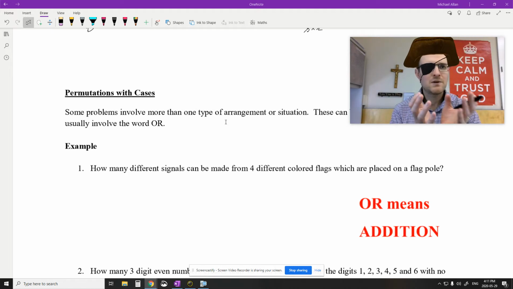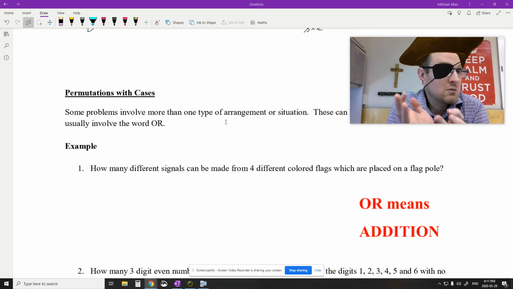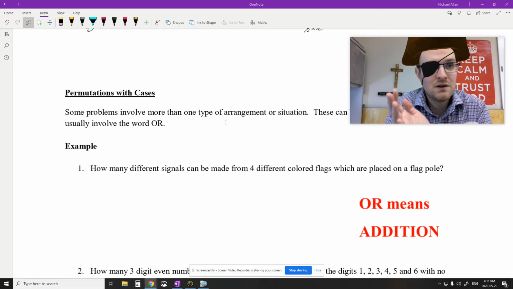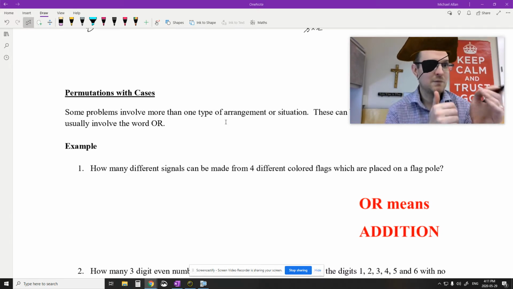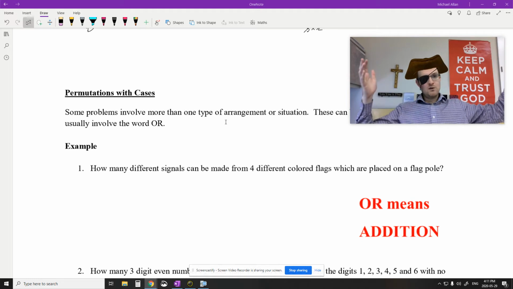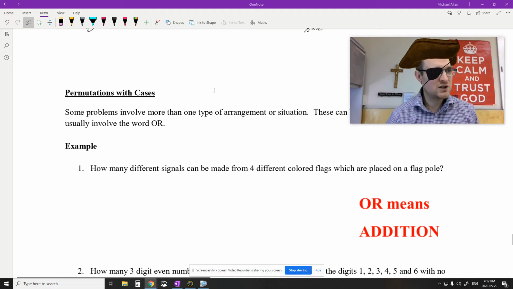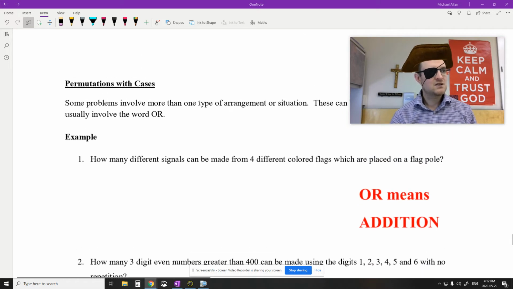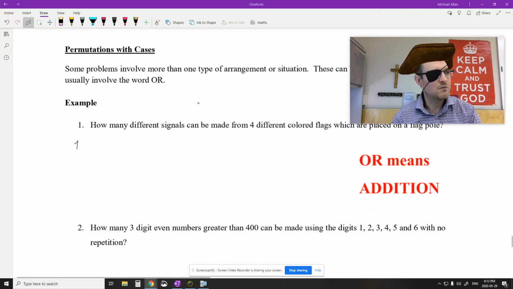So that means maybe I could put up 1 flag, right? That's a different symbol. What if I put 2 flags? What if I put 3 flags? What if I put all 4 flags? Okay? I'm going to have different situations here. These are different cases. So one case I could have is 1 flag.